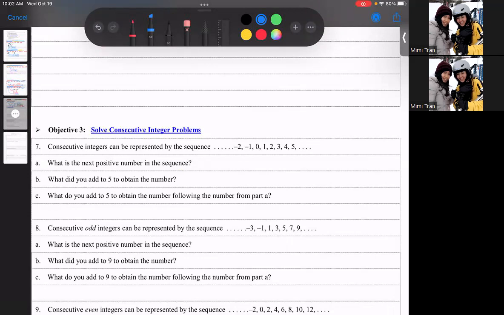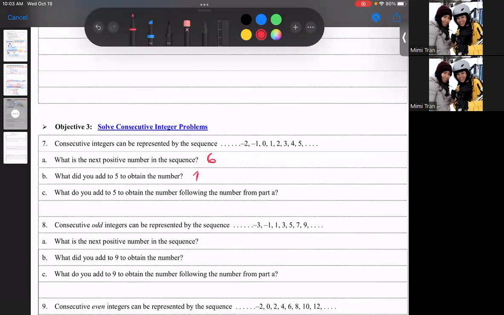They are represented by a sequence. So it looks like this: negative infinity, negative 10, negative 2, negative 1, 0, 1, etc., right? It differs by one unit. What is the next positive number in the sequence? Six, thank you. What did you add to 5 to obtain the number? One, right? What do you add to 5 to obtain the number from part A?